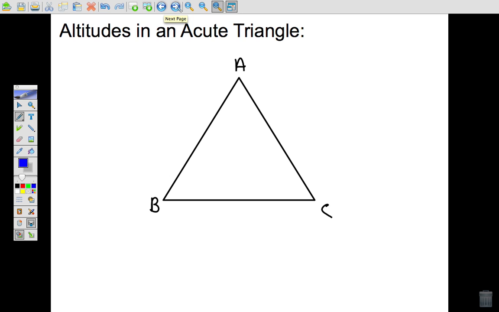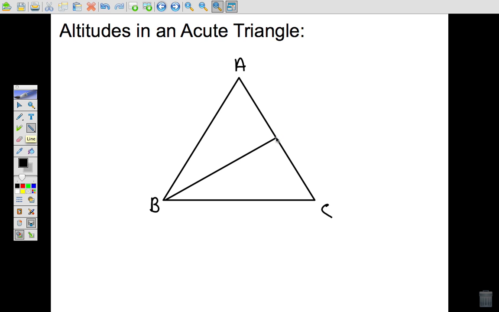Now, here on this screen, I have this labeled as altitudes in an acute triangle. The altitudes in an acute triangle are all going to be inside the triangle. So in other words, I have to make sure my altitude is hitting the opposite side such that it's perpendicular.